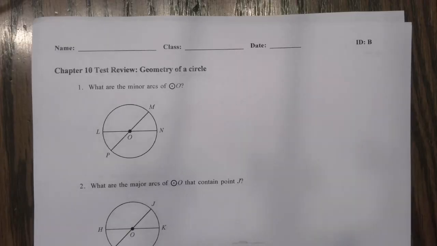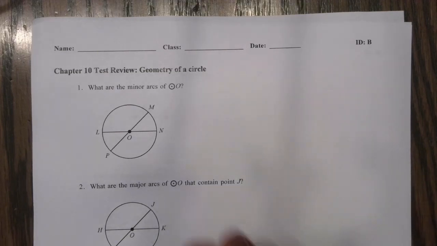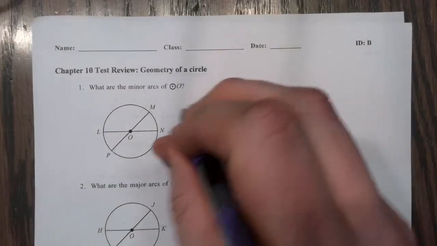Alright guys, I'm going to be working through your test review. I'm going to put timestamps down at the bottom so you can see when I start each problem. Alright, so problem number 1 here, what are the minor arcs?